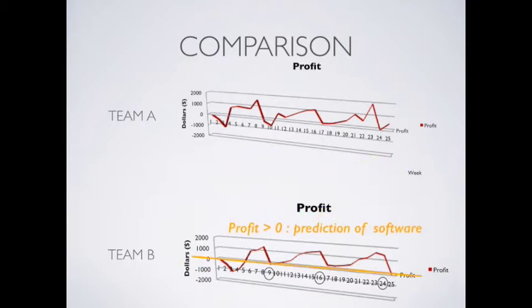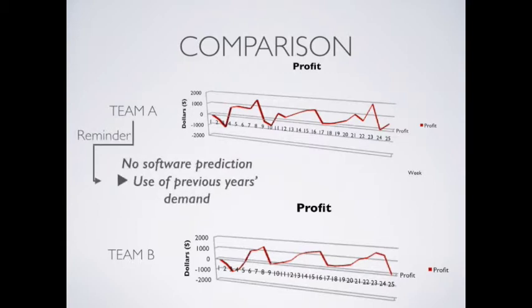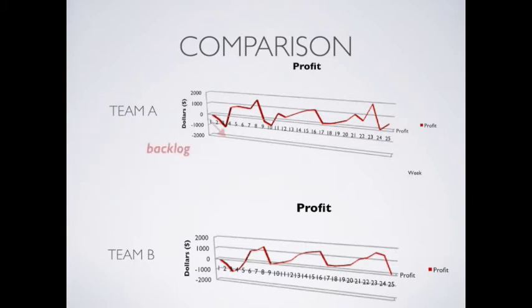We increase the profit from weeks 9 to 15 and from 17 to 21 as the software can predict the trend easily. Let's see the profit margin of Team A. Team A does not use the software to predict the demand, but they use the demand of the previous years. Although there is not that much difference in profit between Team A and Team B, there are many interesting insights we can see from Team A. They had the same backlog till week 3 and their profit increased from week 5. But there is a very amazing trend in them.